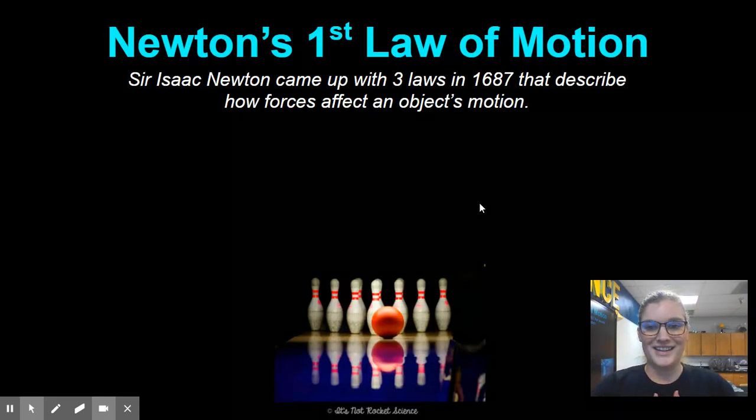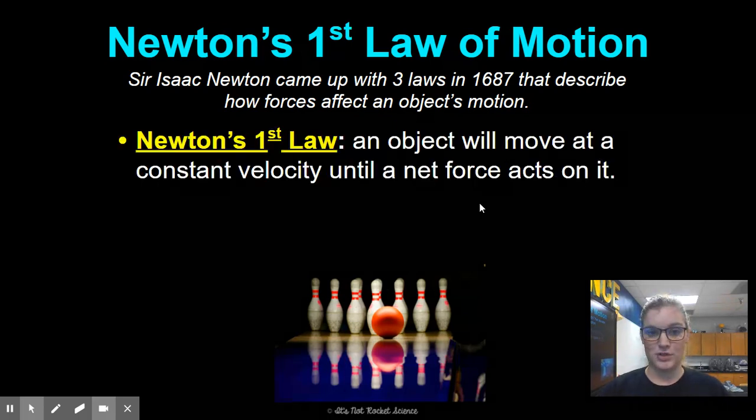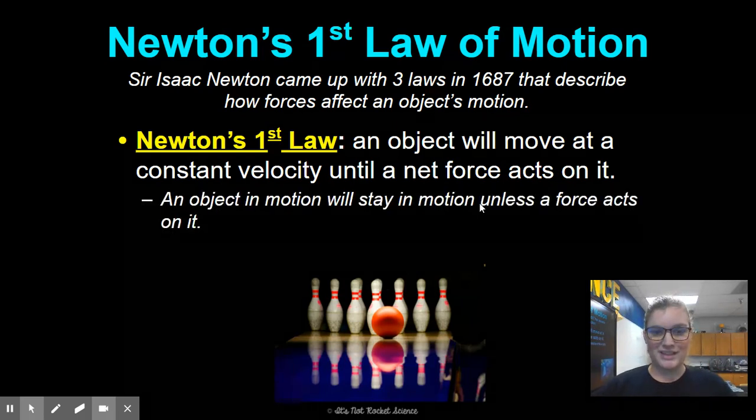So in 1687, Sir Isaac Newton, who's just honestly really a cool guy, came up with 3 different laws, and that tells us how we describe forces that affect an object's motion. So his first law is that an object will move at a constant velocity until a net force acts upon it, which basically means an object in motion will stay in motion unless a force acts on it.